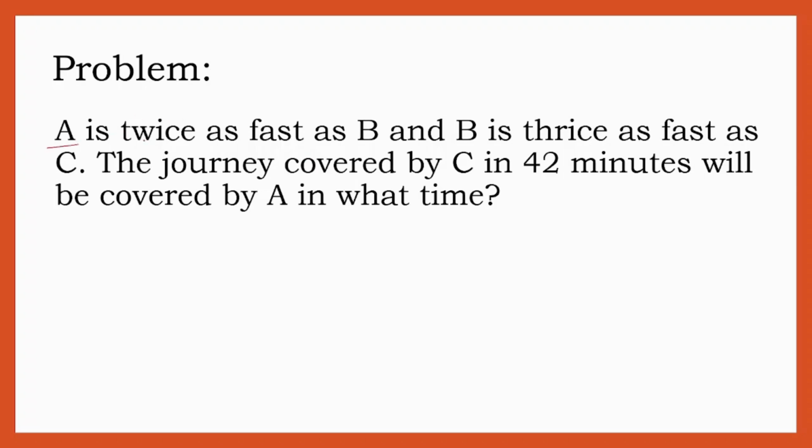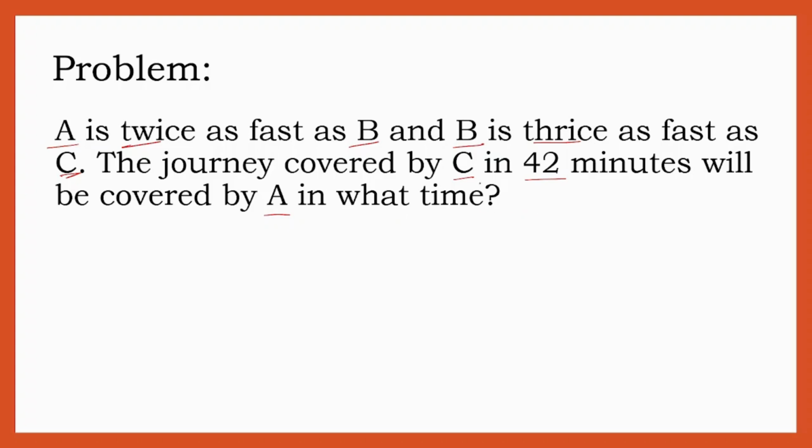A is twice as fast as B and B is thrice as fast as C. So the journey covered by C in 42 minutes will be covered by A in what time? Here C travels over 42 minutes. The same distance A travels in how much time? This has to be determined here.